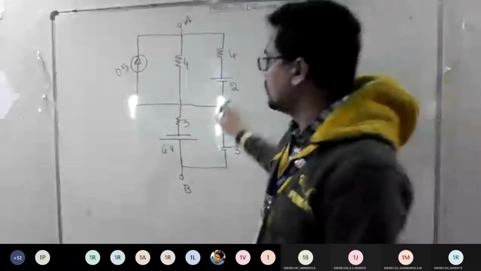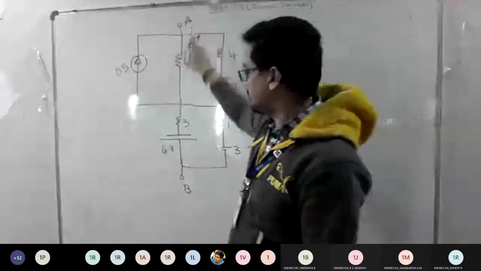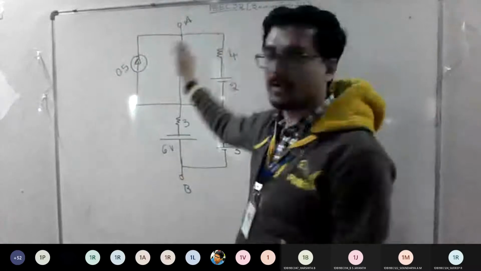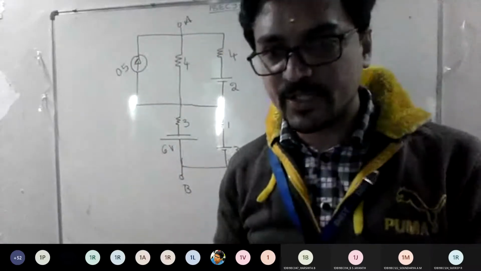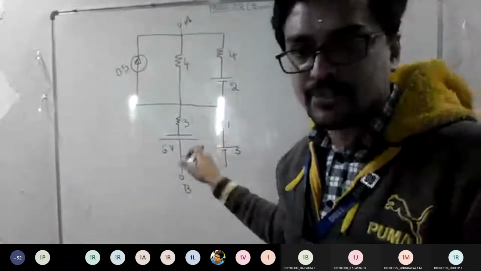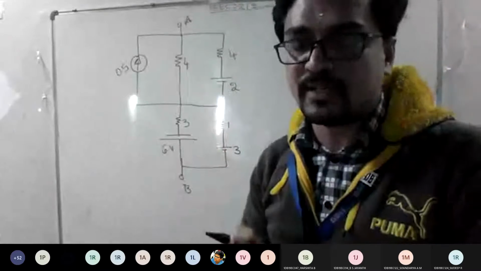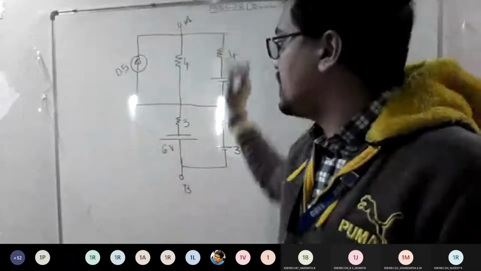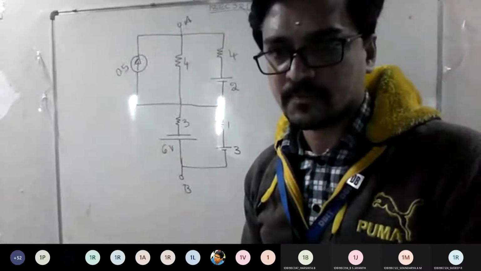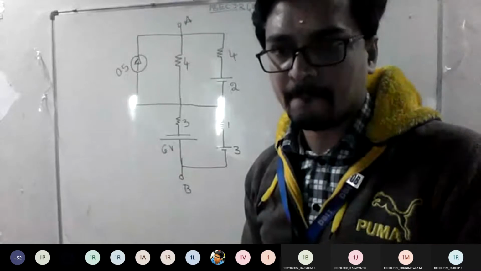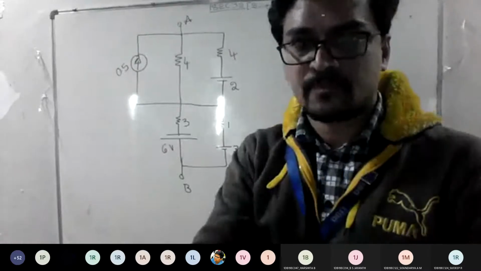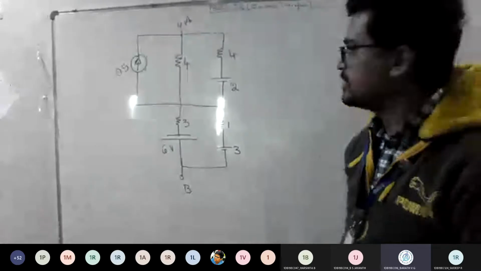Okay. So the question is, using source transformation, I need to get the terminal. See, A is here, B is here. In between is this complex network, and I am supposed to reduce it to a single current source. That is the question. For the given network, apply the source transformation technique and get an equivalent current source between the terminals A and B. Have you got the question, everyone? Yes, sir. Now tell me how to proceed.